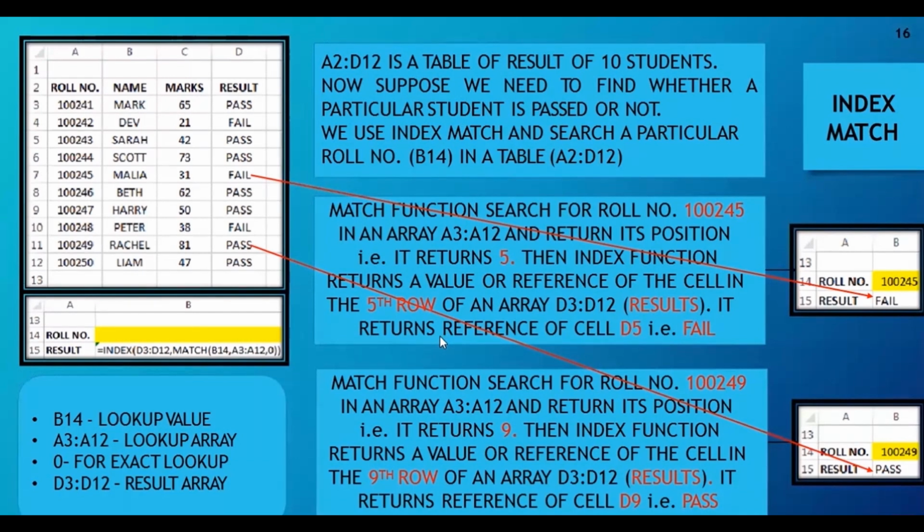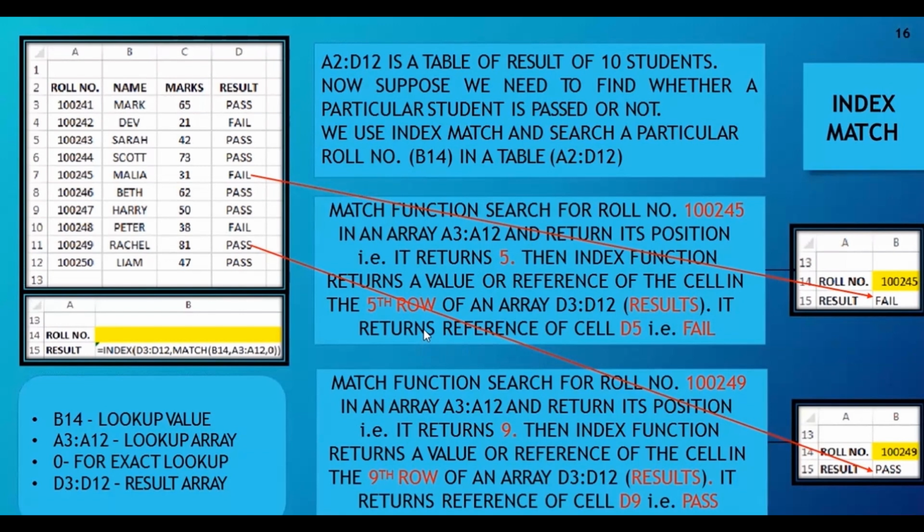Now, how can we see that? In the MATCH function, the roll number is 100245. Here the roll number is 100245, and the array is A3 to B12. It returns 5. 100245 is here, and its position is 3, 4 and 5. It will return 5.